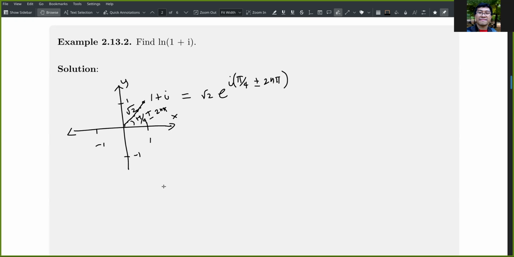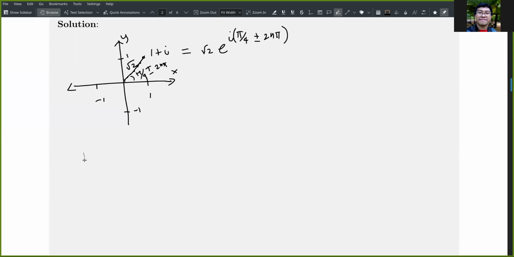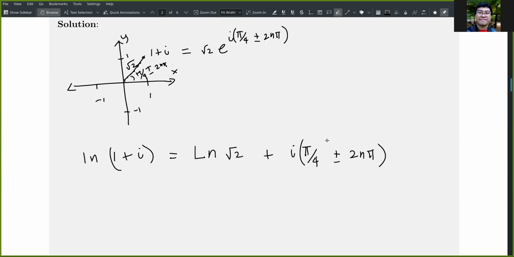Okay, so ln of 1 plus i is simply capital letter Ln of square root of 2 plus i times pi over 4 plus minus 2n pi. Okay, and that would be the simplest form.